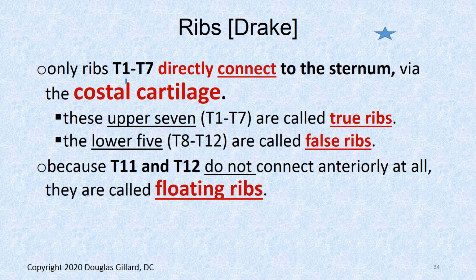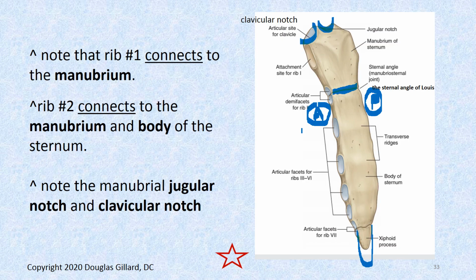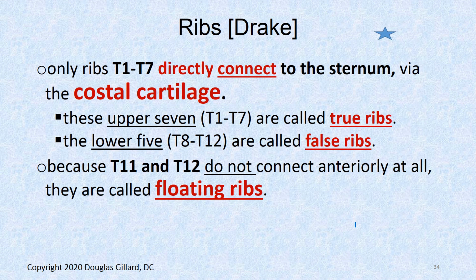Only ribs 1 through 7 directly connect to the sternum? That's a great question. Right? So what do you mean by that? Well, really they're costal cartilage, but there's a connection spot for the costal cartilage of 1, 2, 3, 4, 5, 6, and 7. 7's a little weird. We'll talk about that in a second. But they connect directly. And therefore, they get the name true rib because they have that true connection.